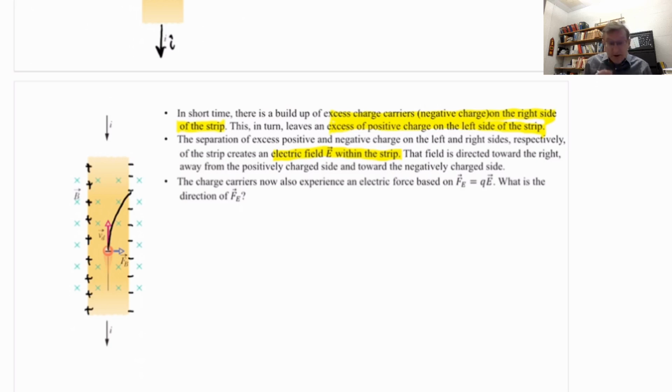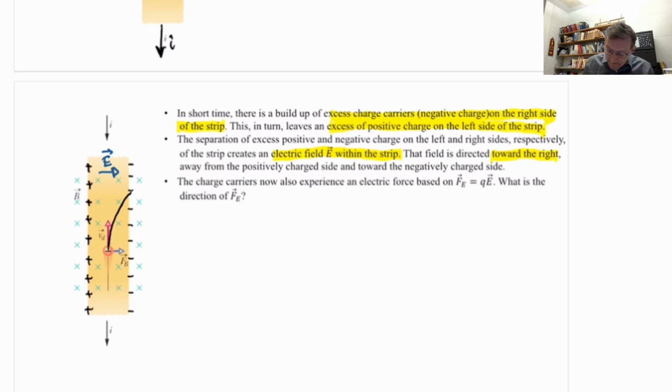Because that charge configuration is going to create an electric field in the body of the conductor. And I know that electric fields point away from positive charge and towards negative charge. So I'm going to have an electric field all throughout this strip pointing from left to right, all along the strip. That electric field is directed toward the right. That's from physics we already know.